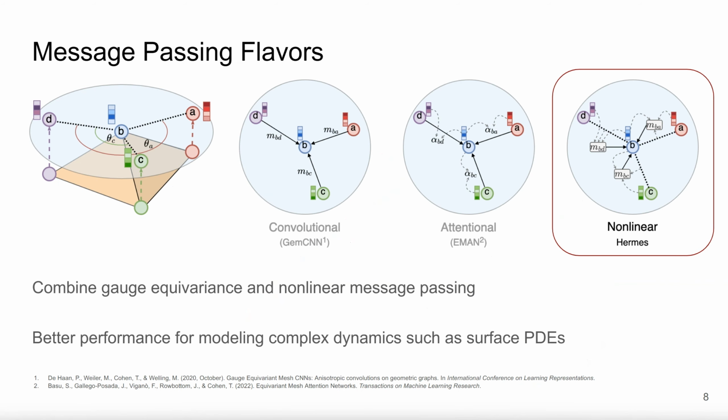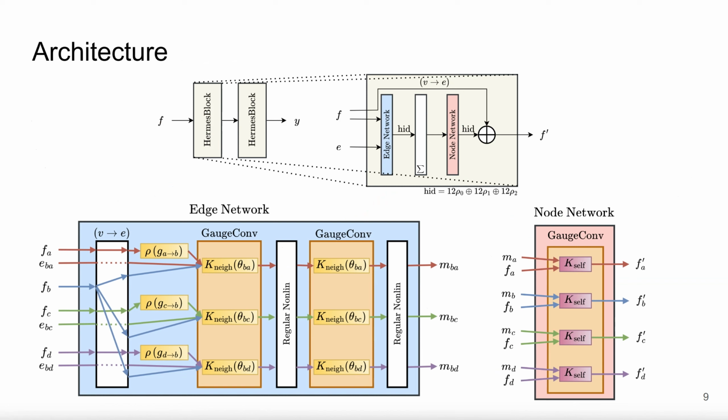Although previous work on gauge equivariant networks for meshes considered convolutional and attentional architectures, we find that they underperform when modeling complex dynamics. We introduce a new architecture, Hermes, that combines gauge equivariance with nonlinear message passing. Analogously to how there are largely three flavors of message passing in graph neural networks, Hermes complements previous approaches and completes the full picture. Here we show an instantiation of Hermes for one of the surface PDE datasets.